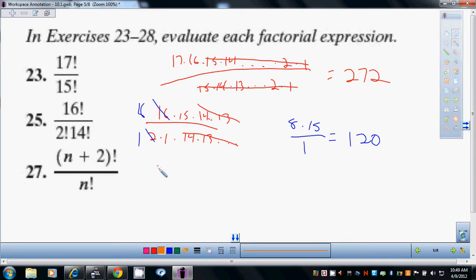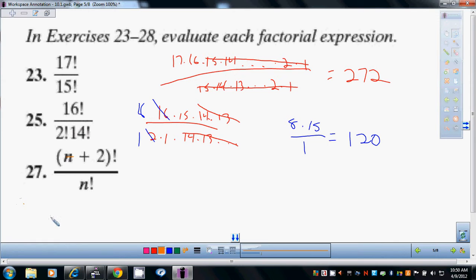I said if you plugged in 5 for n. You have to do order by parentheses first. So it'd be 7 factorial over 5 factorial, which reduces to what? 7 times 6, right? What if we plugged in 10 for n? That'd be 12 factorial over 10 factorial, so it'd be 12 and 11, right? What is the only thing coming out every time? Just the top 2 terms. Well, you could write that same thing in n format.